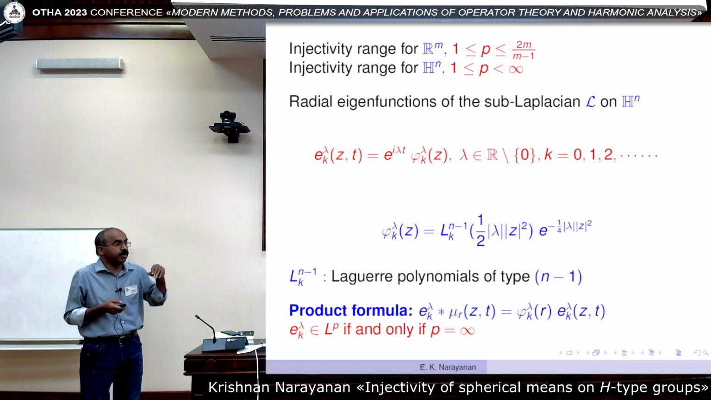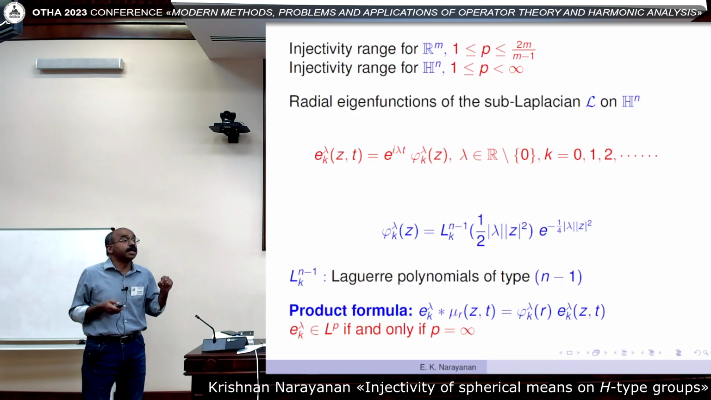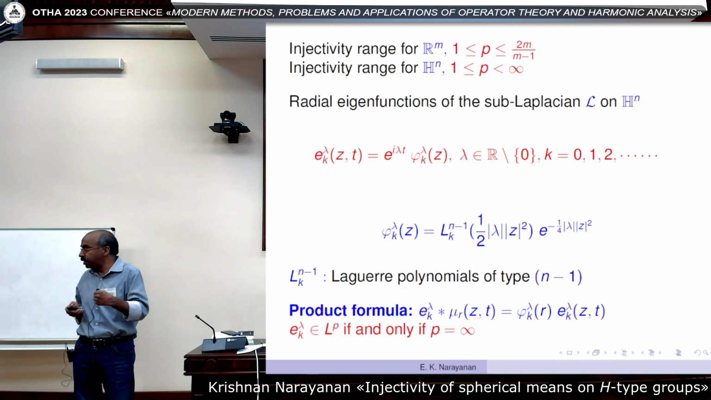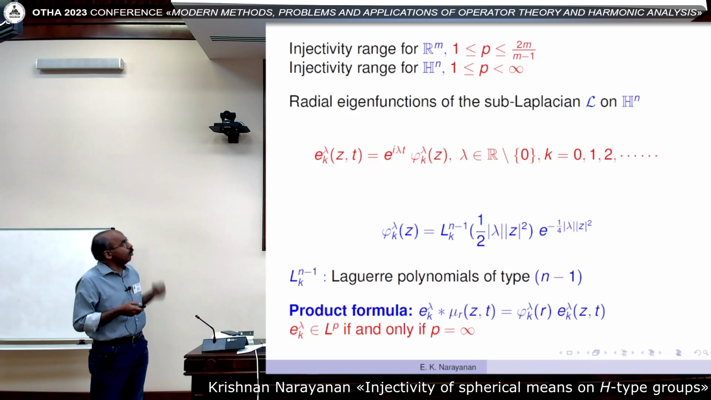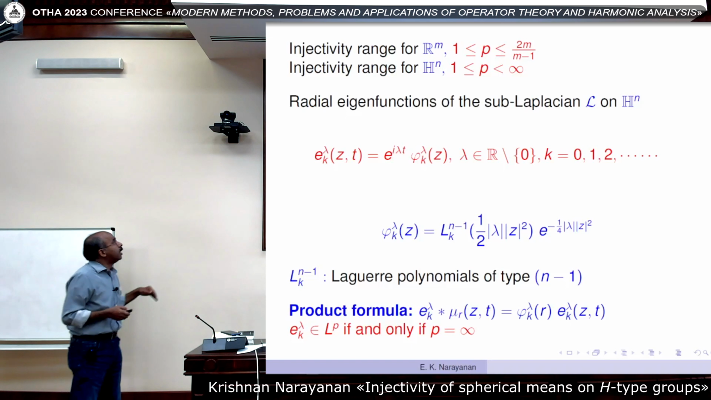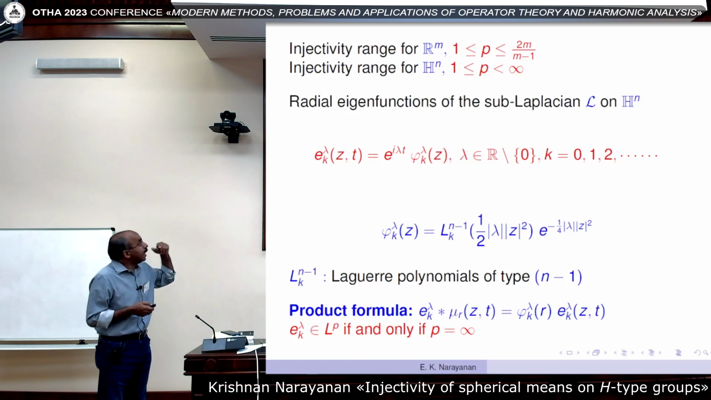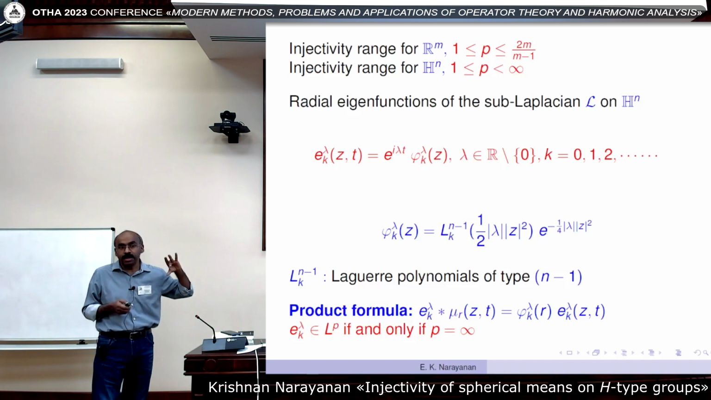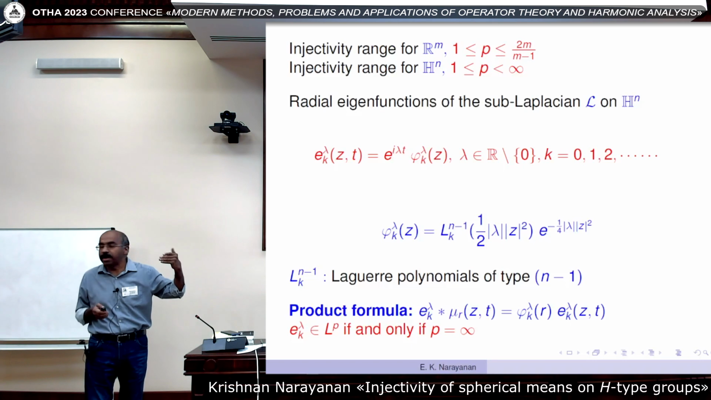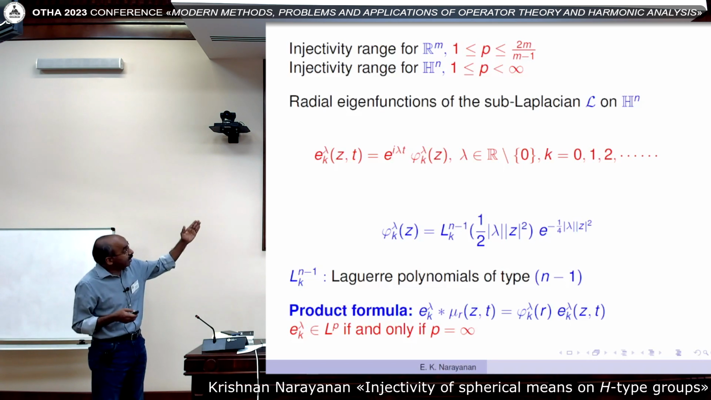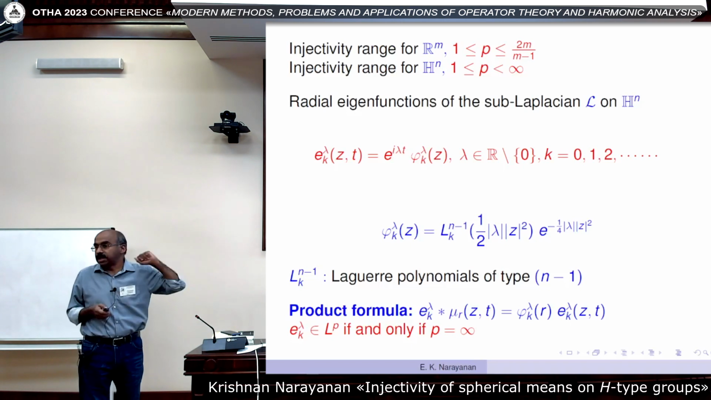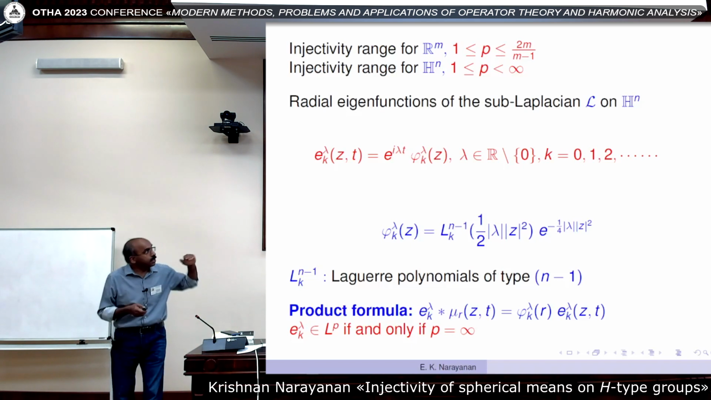In the case of the Euclidean spaces, it was the Bessel function. These are radial eigenfunctions of the Laplacian. In the case of the Heisenberg group, you have a slightly more complicated function, e_{k,lambda}, which is e to the i lambda t times phi_{k,lambda}. In the t variable, that is the central variable, it is simply an exponential. What is phi_{k,lambda}? It is given by Laguerre polynomials L_k^{n-1} times an exponential Gaussian. That is how the function looks.